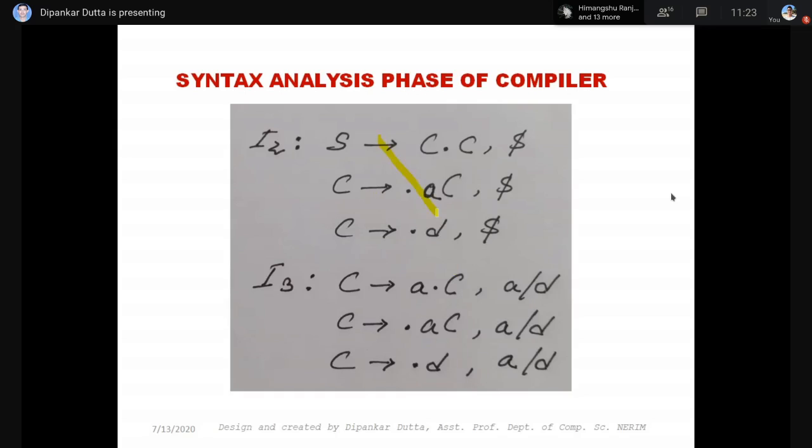Okay, it is repeat. I2 is repeat here. So don't go for it. Come to the I3. Capital C implies this dot position advance to this. Capital C implies A dot capital C. And the remaining part will be same. Here again this dot followed by capital letter C. Then look ahead. C implies dot AC, C implies dot D. These two are the look aheads.